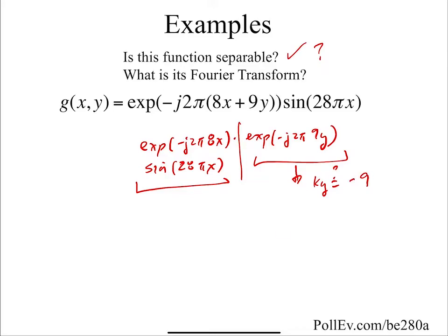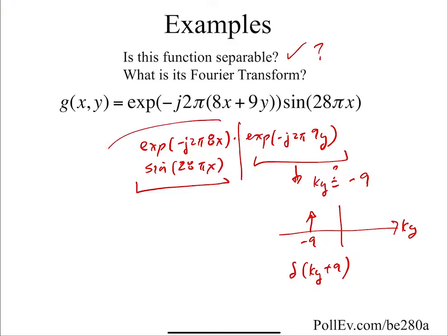Okay, so what this is going to look like is along the ky axis, I will have a delta function at minus 9. And that would be written as delta of ky plus 9. Which would it be? Plus 9, right? So that's the Fourier transform of that part.